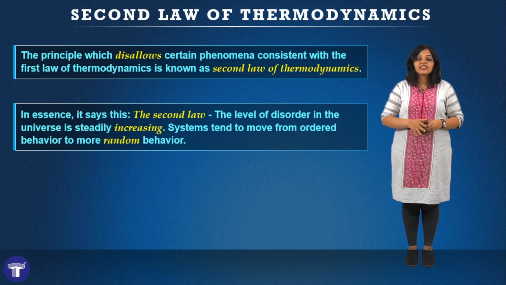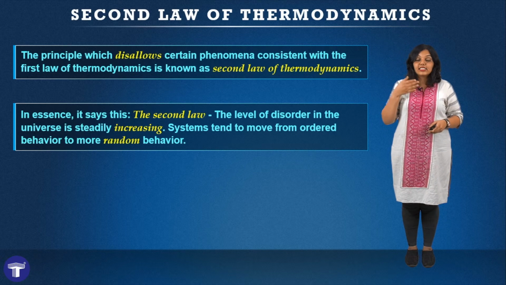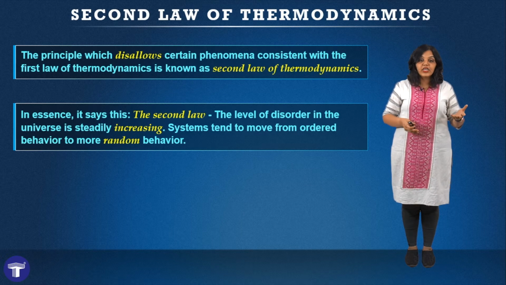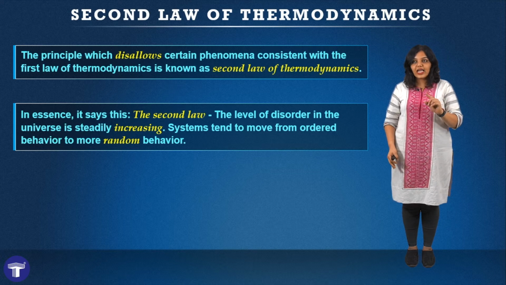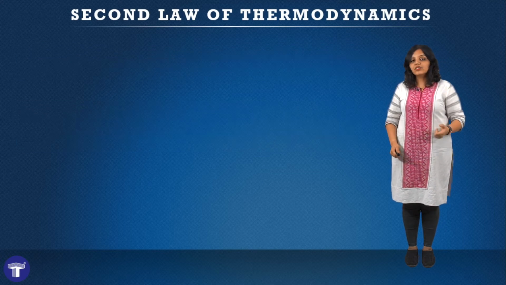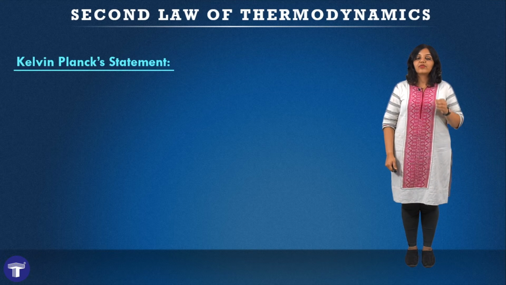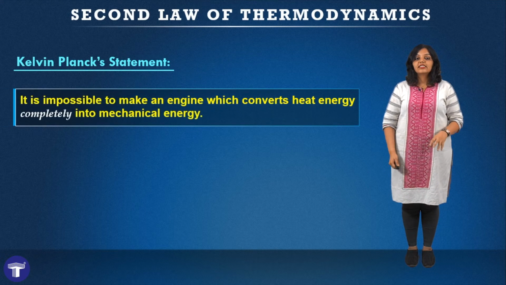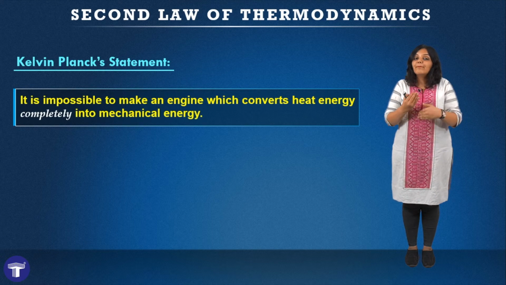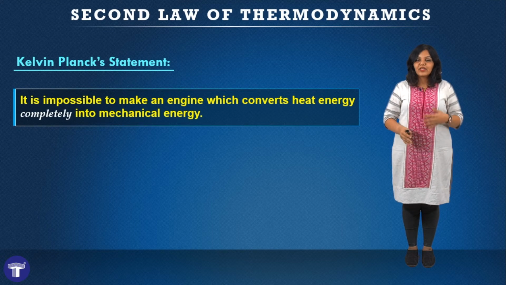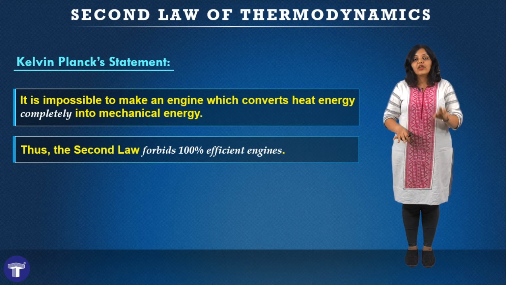The second law says that the level of disorder in the universe is steadily increasing, and systems tend to move from ordered behavior to more random behavior. Now that sounds pretty vague. We'll define it in just a moment, but what I also want to tell you is that this can be said in a different way. Kelvin Planck's statement from the second law of thermodynamics says that it is impossible to make an engine which converts heat energy completely into mechanical energy, and therefore the second law of thermodynamics explicitly forbids 100% efficient engines.